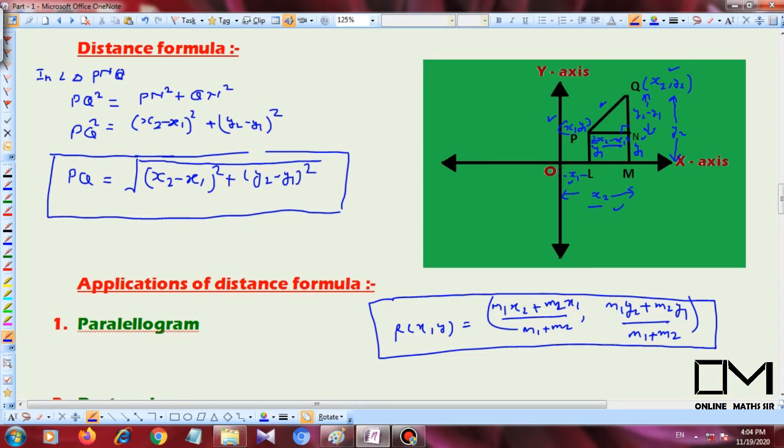Now in right angle triangle PQN, this is a right angle triangle. So applying the Pythagoras theorem, we get PQ square equal to PN square plus QN square.